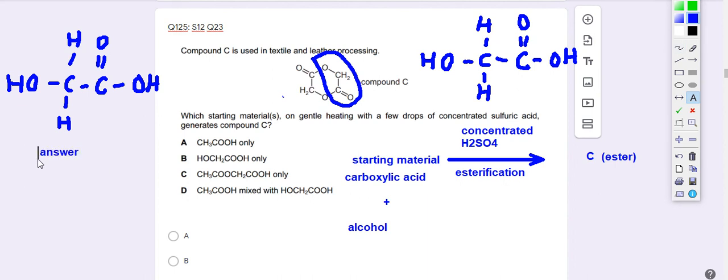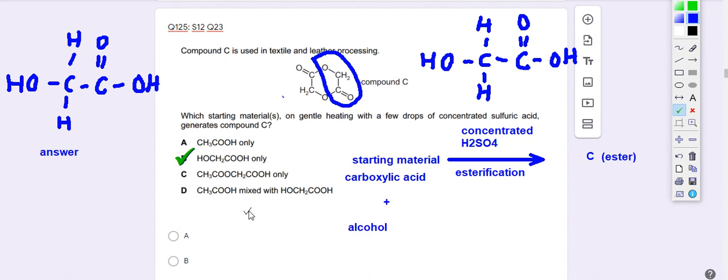So this is a very special compound where the carboxylic acid functional group and the alcohol functional group actually came from the same molecule. So A, see, when you have carboxylic acid only, it will not form an ester. B, OH, CH2, COOH. Yes, B is our answer. C, you have an ester and then a carboxylic acid. Again, if you do not have an alcohol functional group, this will not give you compound C.